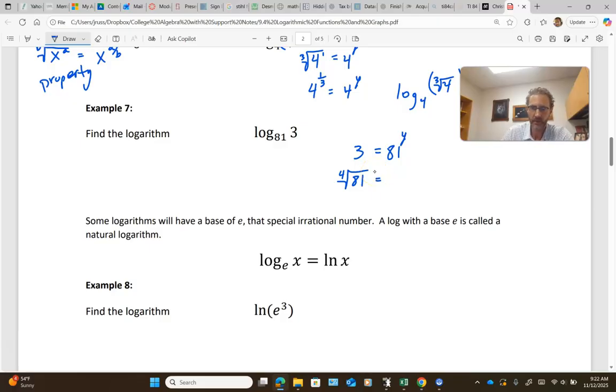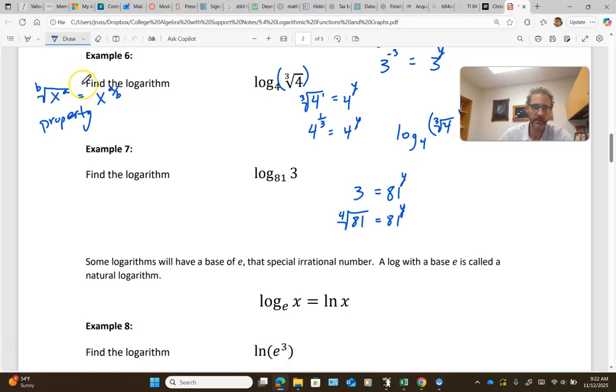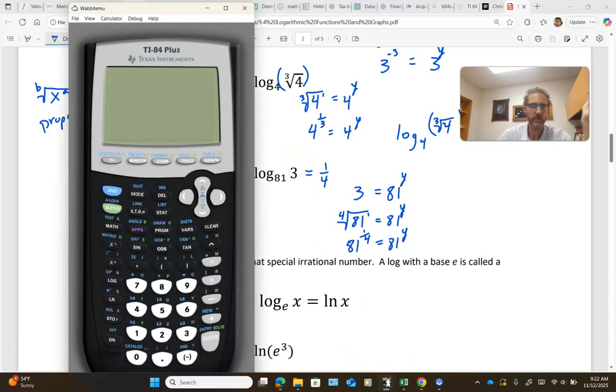And so once I can get there, then I can rewrite this as 81 to some power using this property up here that we talked about. Okay, the understood exponent is 1, so I can rewrite that as 81 to the 1/4 power. Okay, and by doing that, I now see that that exponent has to be a fourth. So this is equal to 1/4. This one's a little more challenging. Okay, you can do it in your calculator as well.